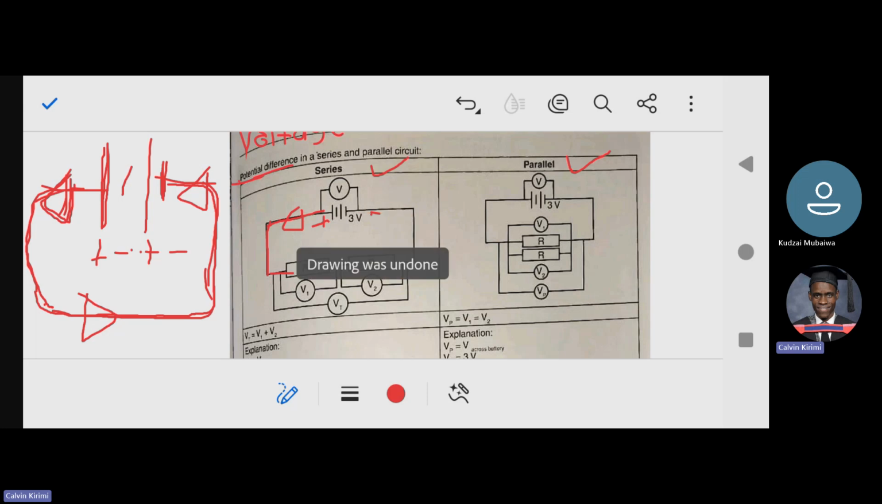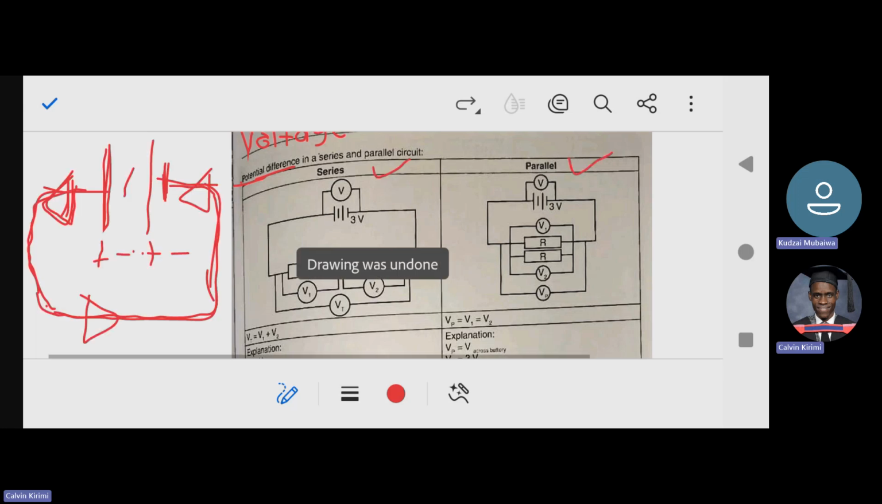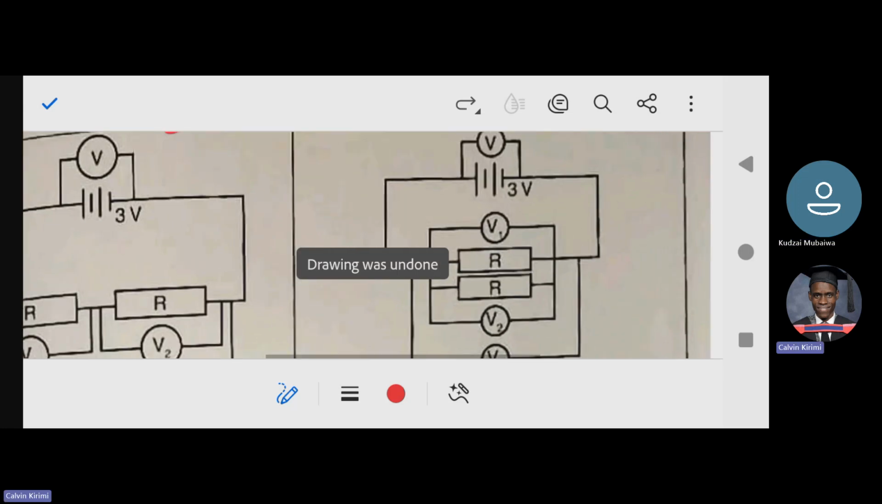So when there's one pathway, which means the circuit is connected in series. Yes. But if there are many pathways in which current can flow, that circuit is parallel. For example, this one, it has many pathways.